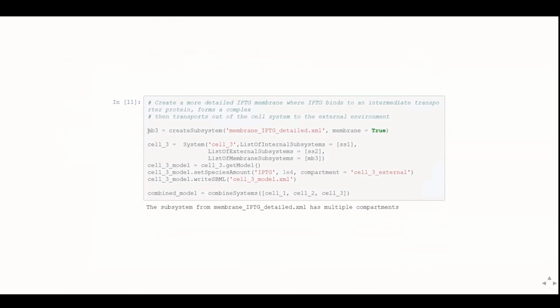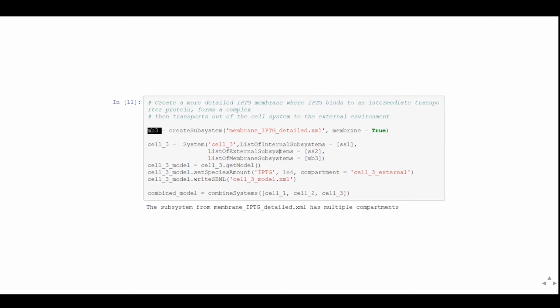Once we have that, we import the membrane model as a new subsystem called MB3, and then I create cell 3, which is the third version of this cell with a different membrane. So the first one was with no membrane, the second one was a simple membrane, and the third one has this more complicated facilitated diffusion model.